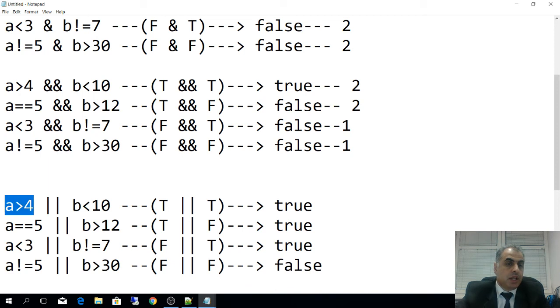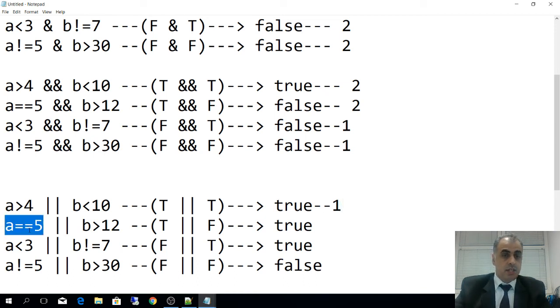For example, is A greater than 4? Yes, it is greater than 4. If it is greater than 4, it is true. Only one process, because what is the rule? If there is one true inside, then done. Is A equal to 5? Yes, it is true. Then the result is true immediately. You see, in one process we are done.